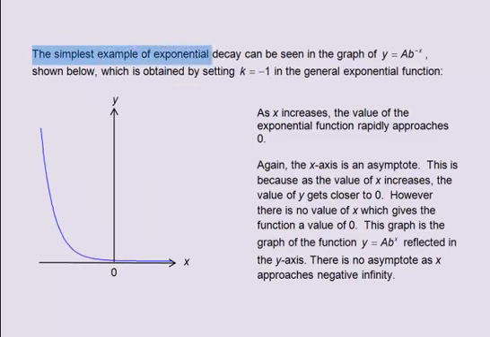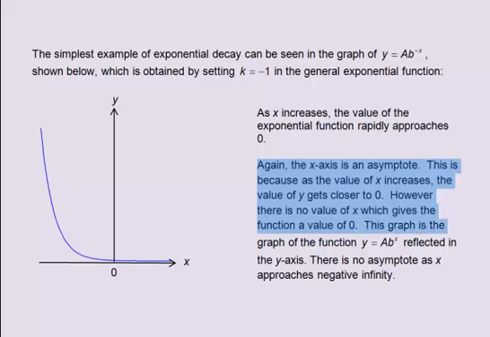The simplest example of exponential decay can be seen in the graph of y equals a multiplied by b to the power minus x, shown below, which is obtained by setting k equals minus 1 in the general exponential function. As x increases, the value of the exponential function rapidly approaches 0. Again, the x-axis is an asymptote. This is because as the value of x increases, the value of y gets closer to 0. However, there is no value of x which gives the function a value of 0.